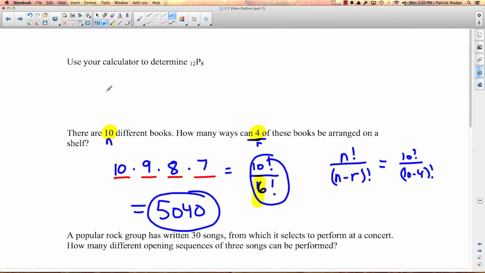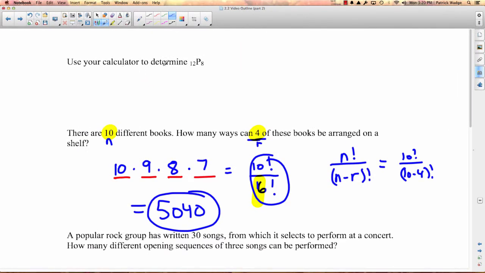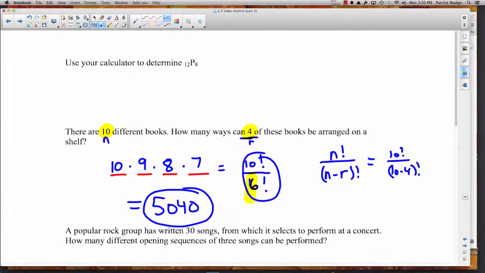So next thing, I'm going to jump to websites now. We're going to use a calculator to determine the permutation of 12 choose 8. So there's 12 distinct objects, and you're going to arrange 8 of them. Order matters here. So it's not a difficult question, since you're allowed to use a calculator, as long as you know how to use your calculator. So you're going to have to take your calculator and figure it out.